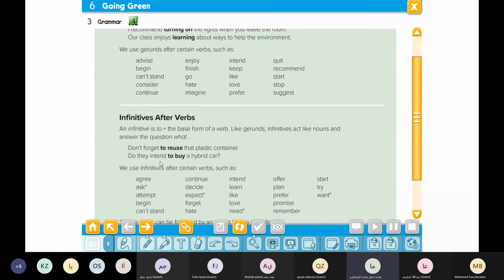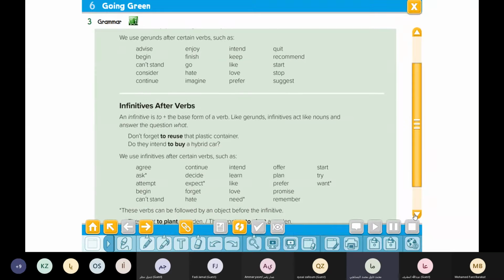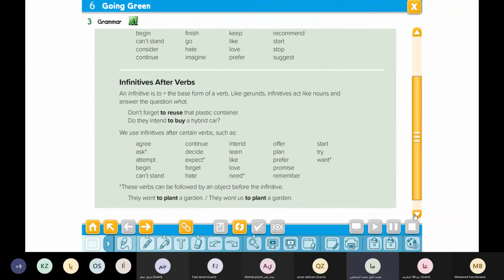Do they intend to buy? After forget and after the verb intend, we have to use what? The infinitive with to. We use infinitives after certain verbs like what? Agree, ask, attempt, begin, cannot stand, continue, decide, expect, forget, hate, love, like. You realize these verbs are mentioned above.